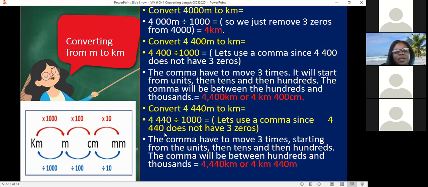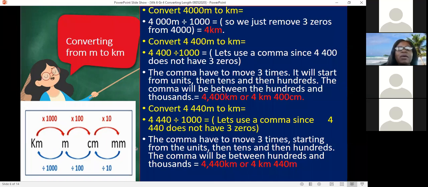And then the last example before we go to our activity, we are converting 4,440 meters to kilometers. And then we say that we have to divide by 1,000. Because we are dividing by 1,000, we then use the comma, and we're going to use the comma 3 times. Starting from 0, the first comma is going to be here. We cannot put the comma here where there is no number. The comma always has to be between numbers.